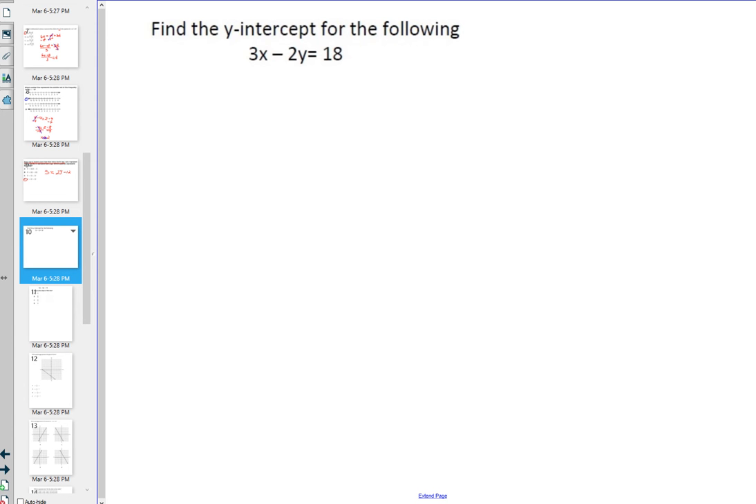All right, this one we just did recently. A y-intercept. How do you find y-intercepts? First of all, better yet, what form is this in? It is in standard form. And what's the formula for a y-intercept in standard form? C over B. So this is just 18 over negative 2.